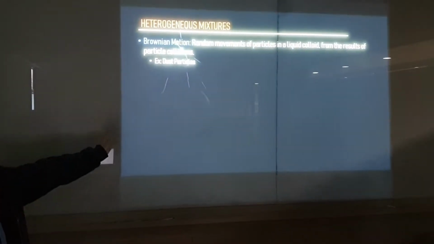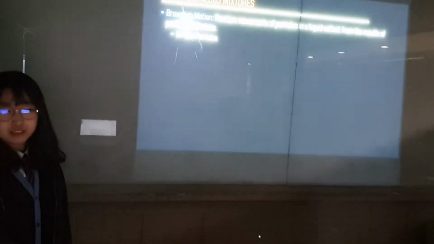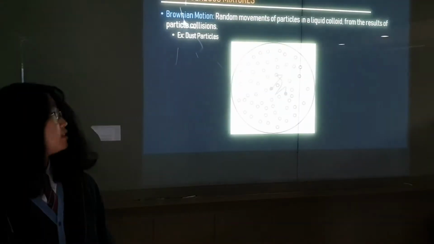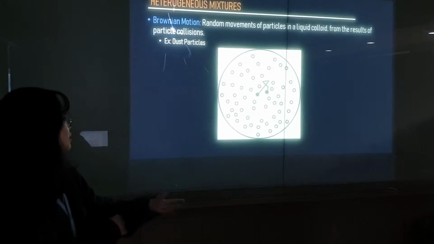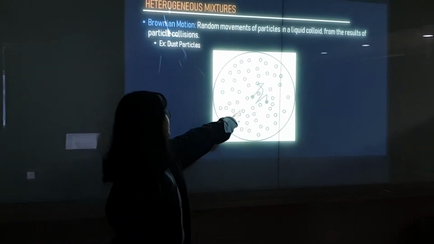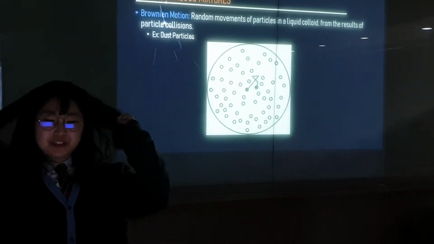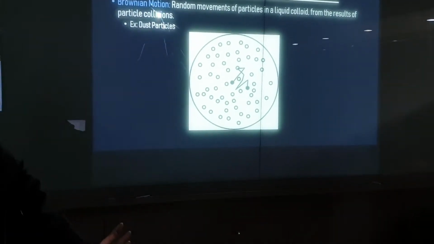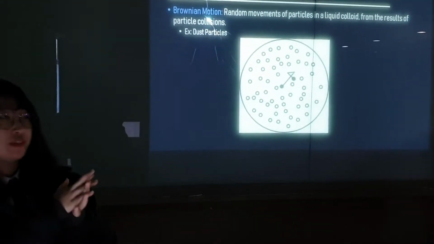And Brownian motion is the random movement of particles in a liquid colloid as a result of particle collisions. An example is dust particles. Just imagine that this is dust particles and this is air particles. Imagine you're in a dark room where the air is still and there are bright lights streaming from the window. You can see that the dust particles are visible.